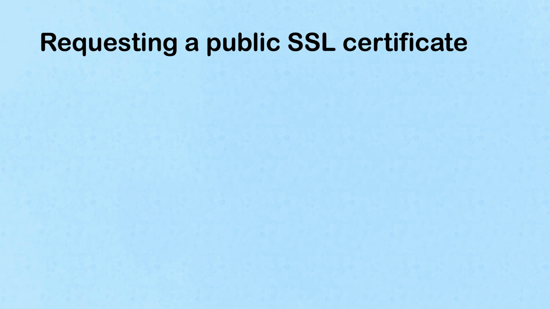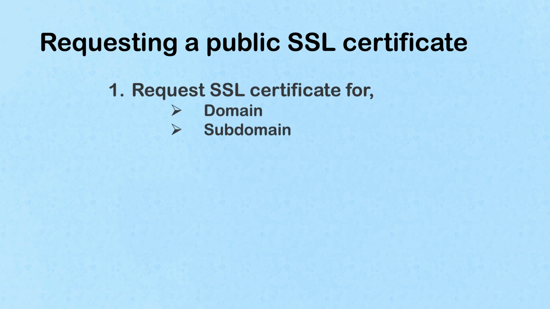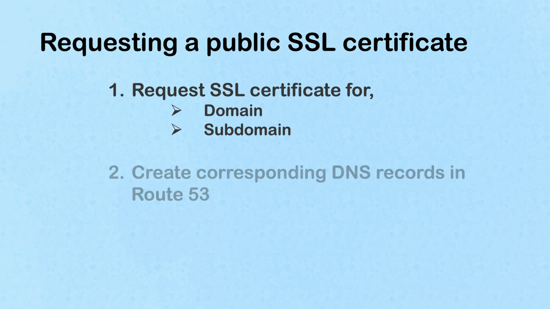We'll obtain an SSL certificate from AWS Certificate Manager to secure our application. This certificate will cover both our primary domain and its subdomains. To validate the certificate, we'll create corresponding DNS records in Route 53.